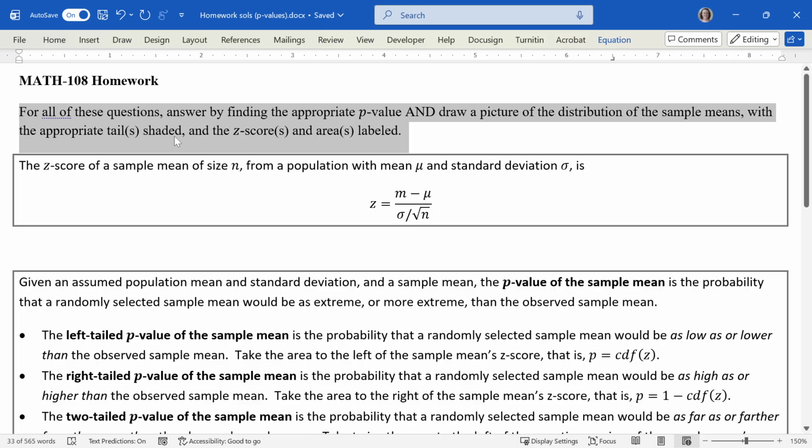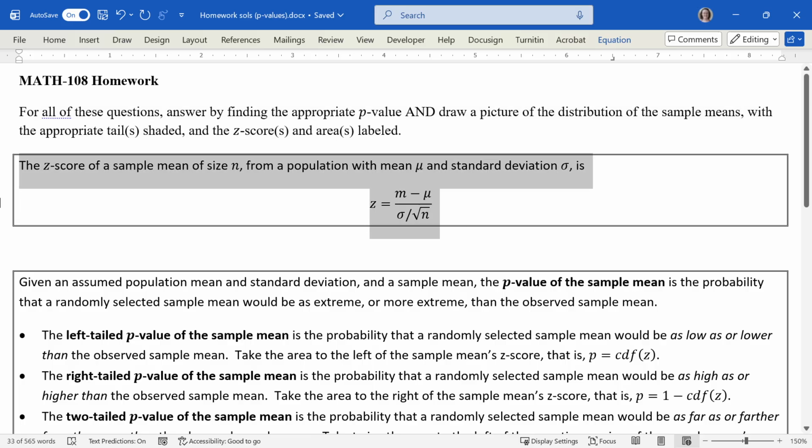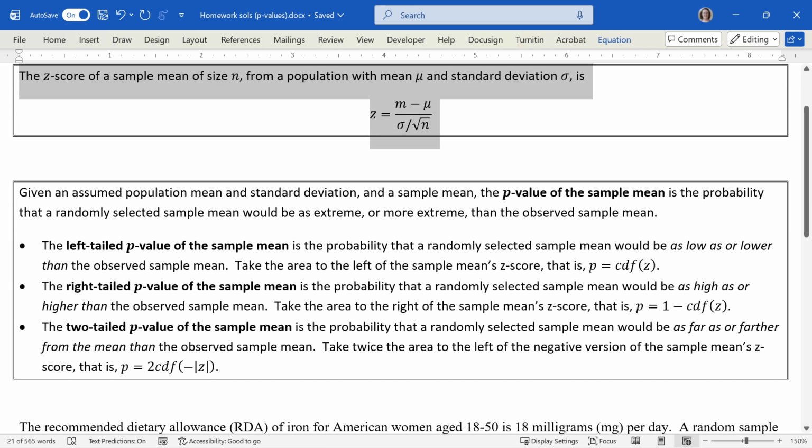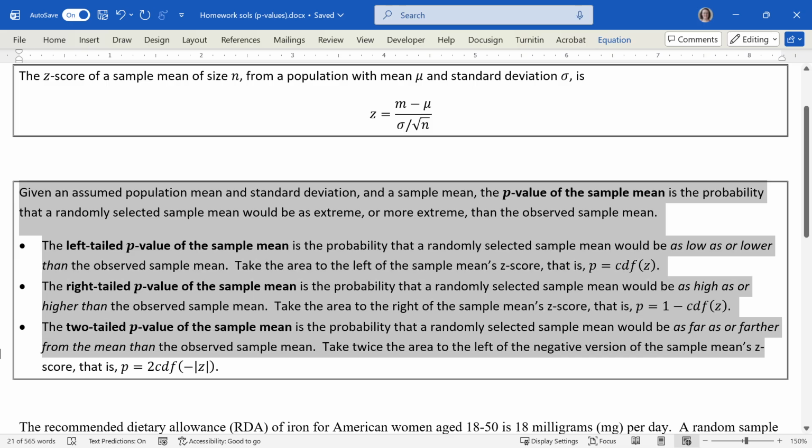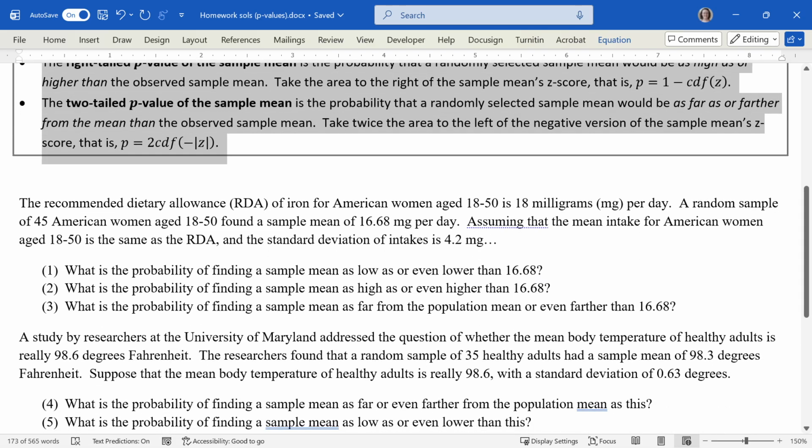areas labeled. Okay, so I pasted in this formula for the z-score of a sample mean of size n from a population with mean mu and standard deviation sigma. And then down here are the instructions on how to find actual p-values. So there's left-tailed p-values, right-tailed p-values, and two-tailed p-values, which correspond to the areas that you're taking under the bell curve. All right, so let's go ahead and get into it.